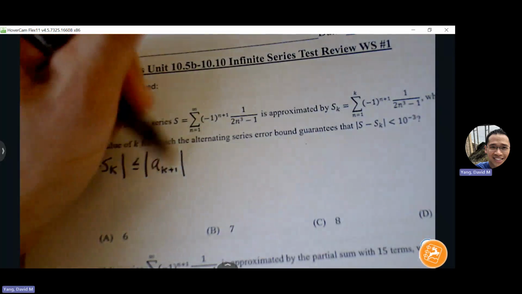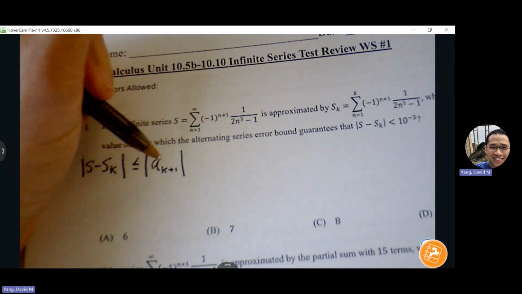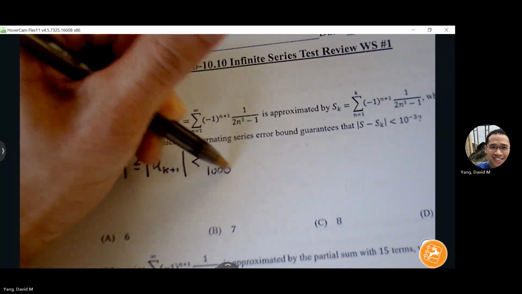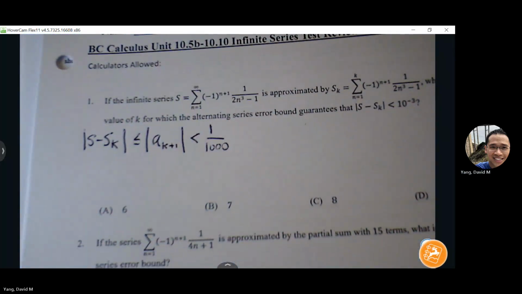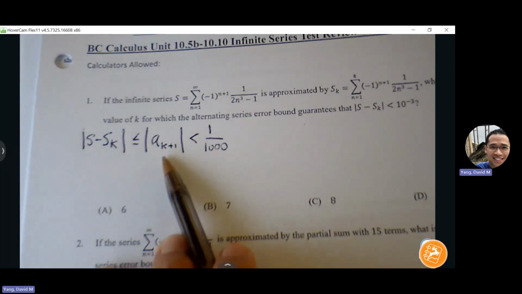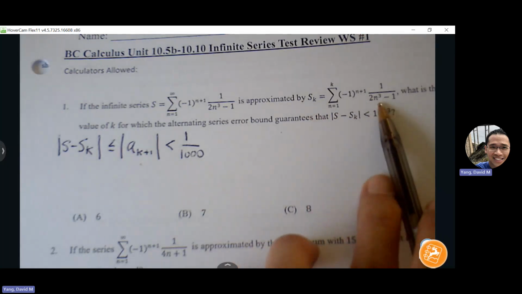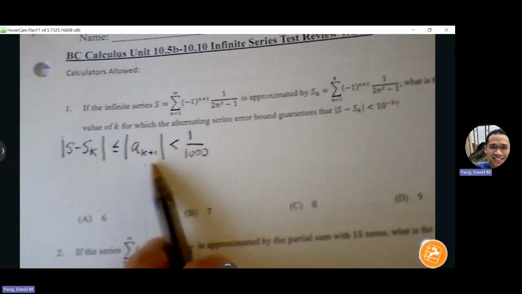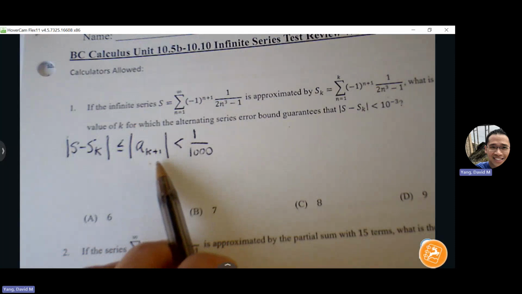And we want to make sure that the unused term represents an error bound that is less than 1 over 10 cubed, or 1 over 1,000. So if we want to find information about the first unused term, we can replace every n with k plus 1. Yeah, just find the value of k.